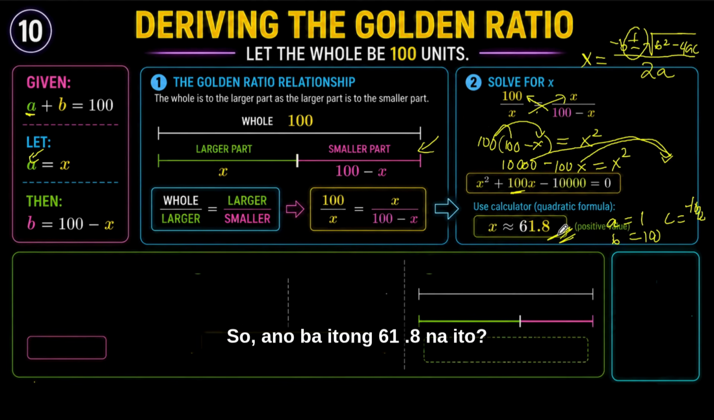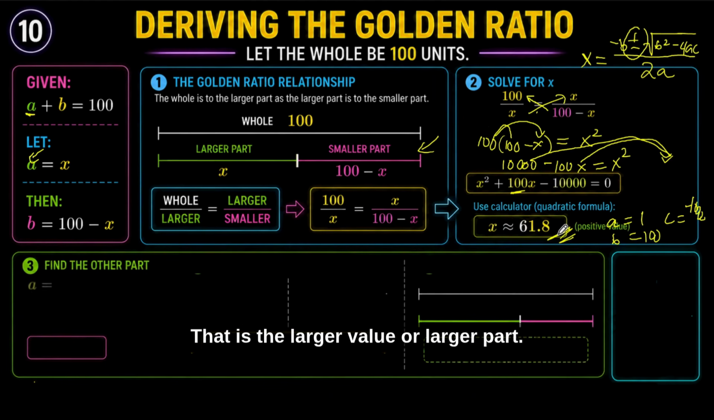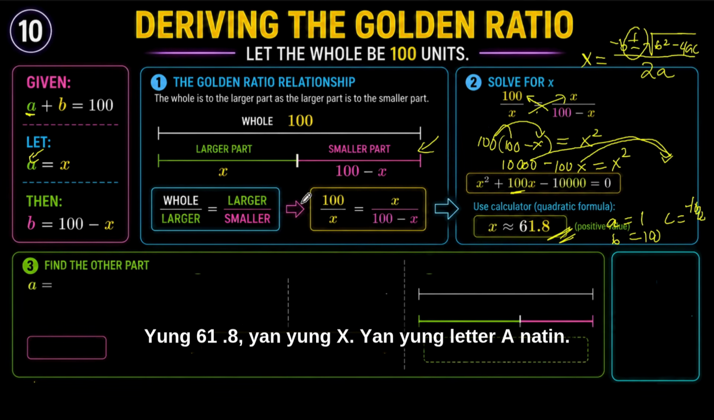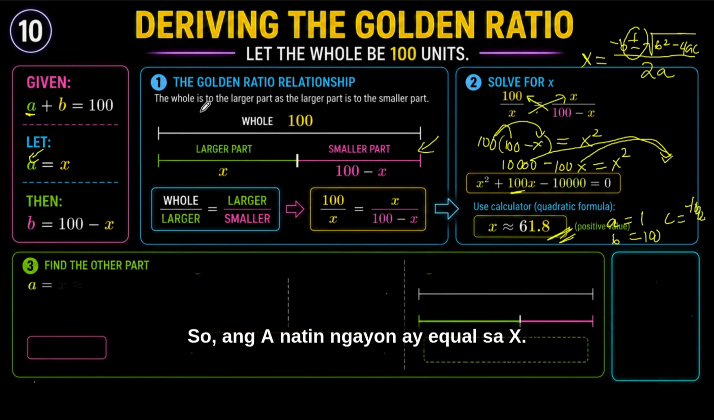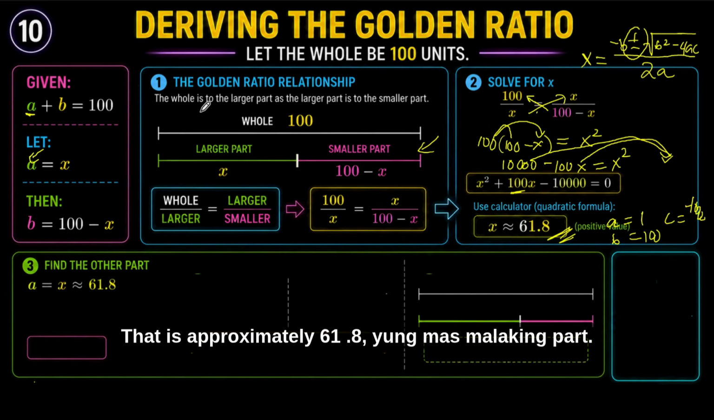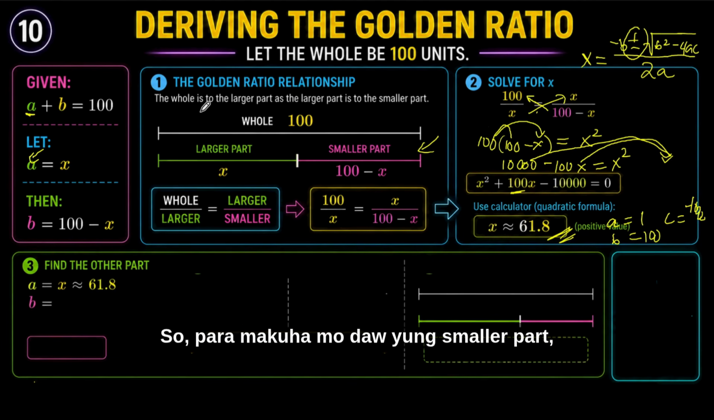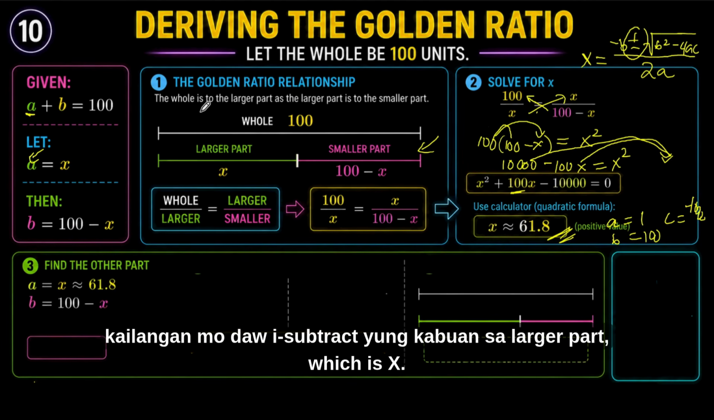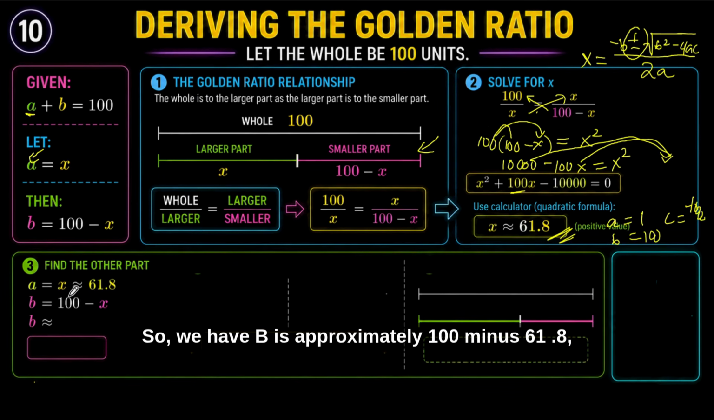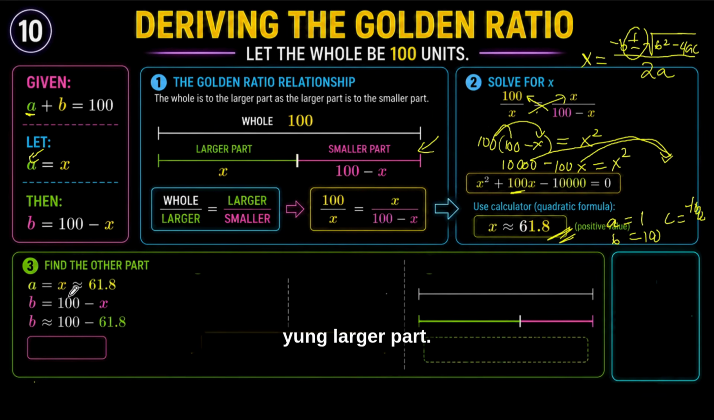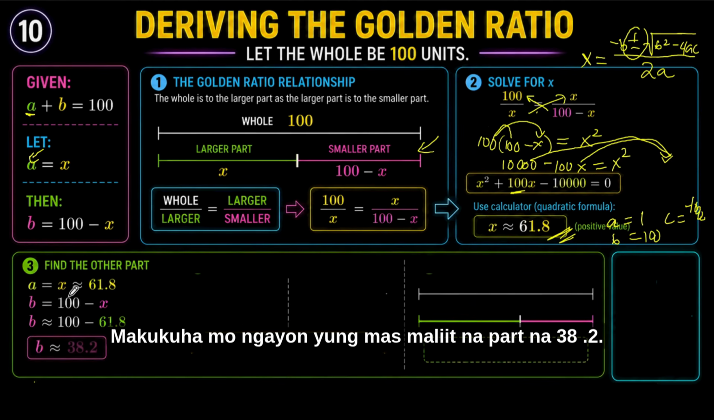So, ano ba itong 61.8 na to? That is the larger value, larger part. Yung 61.8, yan yung x. Yan yung letter A natin. So, ang A natin ngayon ay equal sa x. That is approximately 61.8, yung mas malaking part. So, para makuha mo daw yung smaller part, kailangan mo daw i-subtract yung kabuuan sa larger part, which is x. So, we have B is approximately 100 minus 61.8, yung larger part. Makakuha mo ngayon yung mas maliit na part na 38.2.